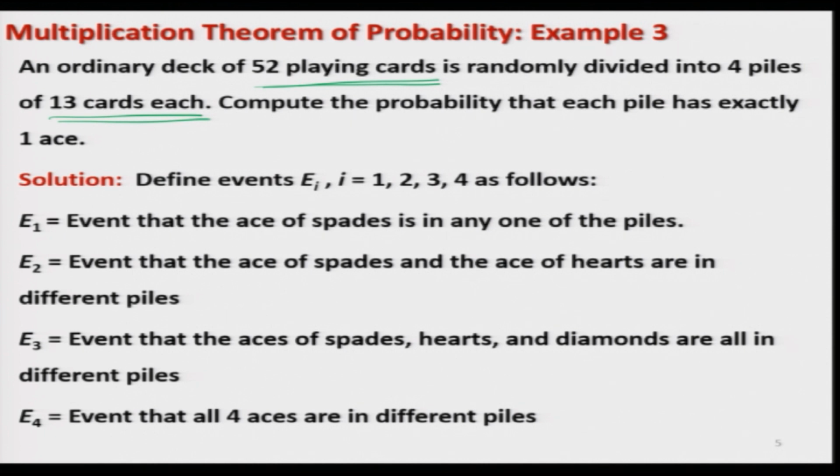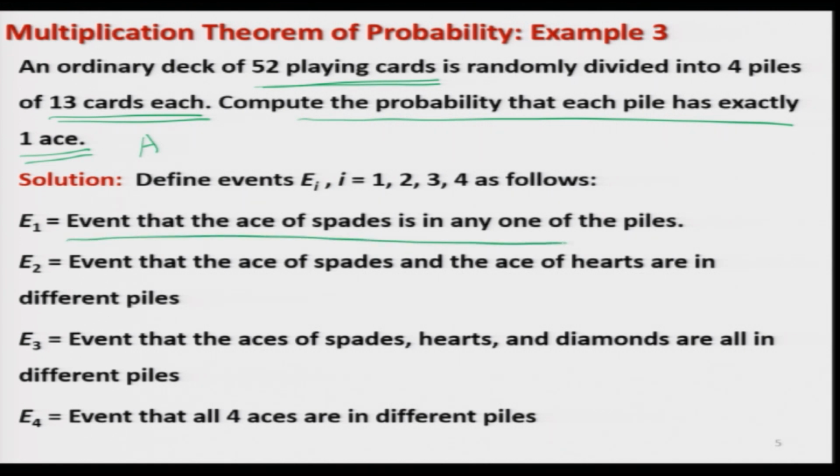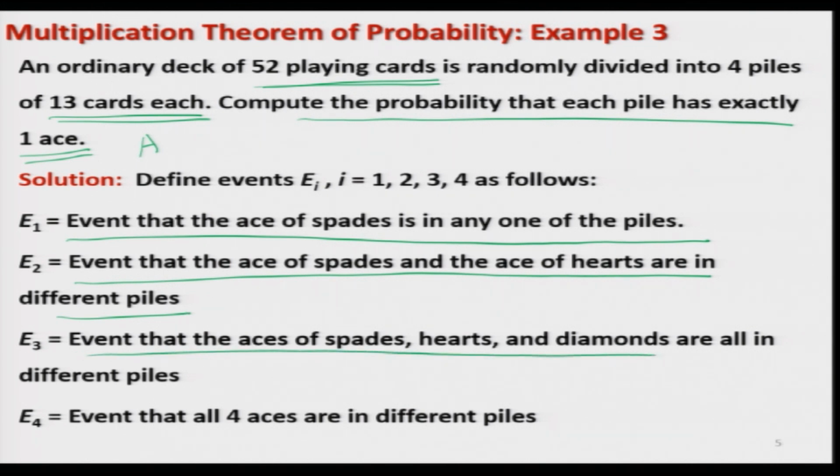Now, we want to compute the probability that each pile has exactly one ace. You know that in the cards there is a card with a symbol A. Now, we define events, say E1, E2, E3, E4, depending on different possibilities as follows. Let E1 be the event that the ace of spades is in any one of the piles, E2 the event that the ace of spades and the ace of hearts are in different piles. E3 is the event that the aces of spades, hearts, diamonds are all in different piles. E4 is the event that all 4 aces are in different piles.